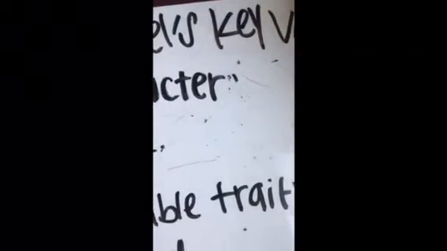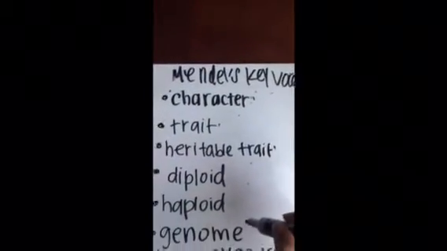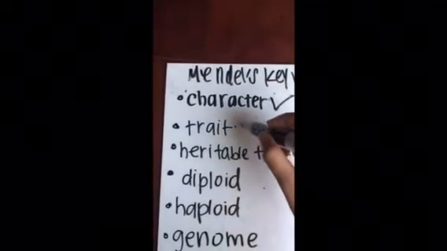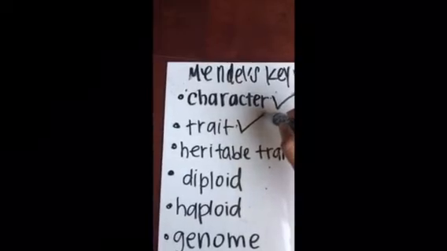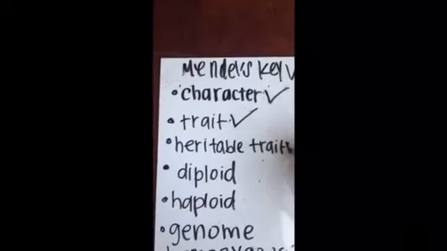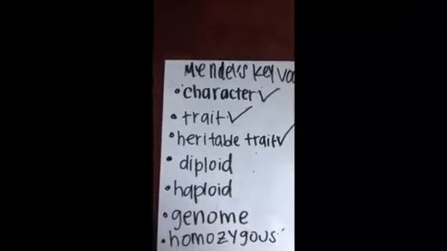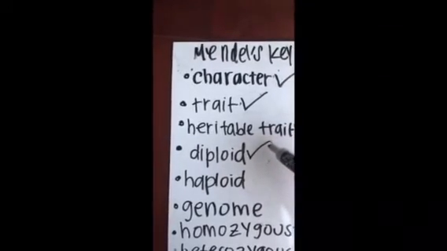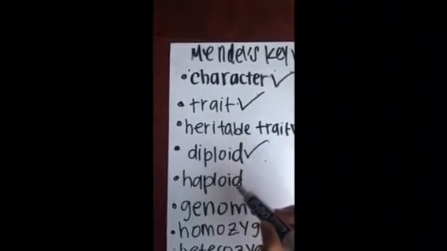Here is some vocabulary you might want to keep in mind before learning about Mendel's laws. First, there is a character. A character is an observable physical feature, such as flower color. Then there is trait, which is a particular form of a character, such as purple flowers or white flowers. Next is a heritable trait, which is one that is passed from parent to offspring. Then we have the term diploid, that refers to the two copies of each heritable unit in an organism. The opposite of diploid is haploid, which refers to the single set of heritable units.